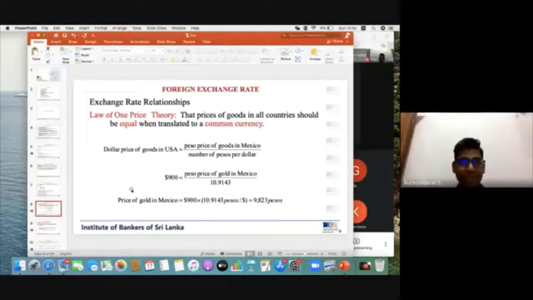So the other way around, you can even find the exchange rate based on this law of one price. You take the same good in two places, compare, and see the exchange rate between them. So that is the exchange rate. So, the law of one price. Any question?